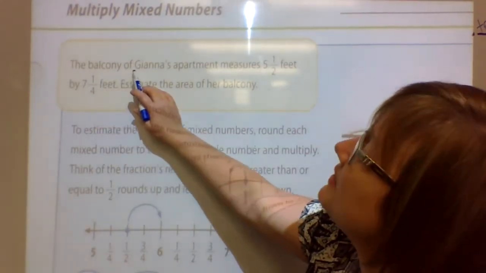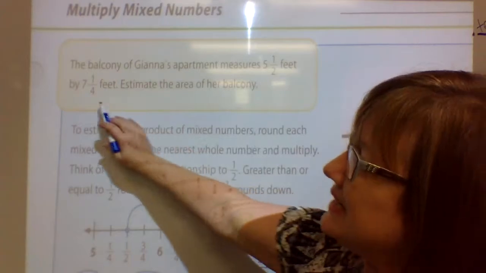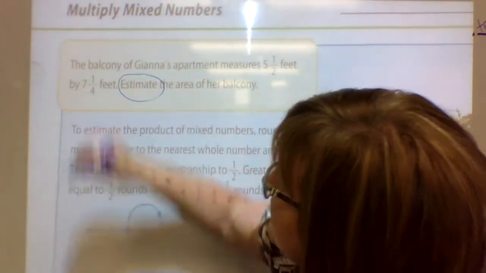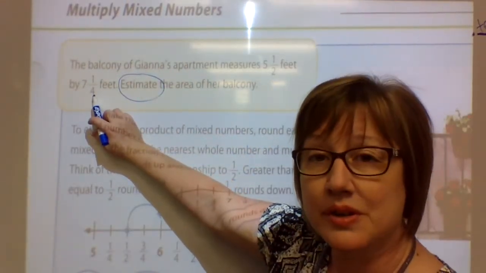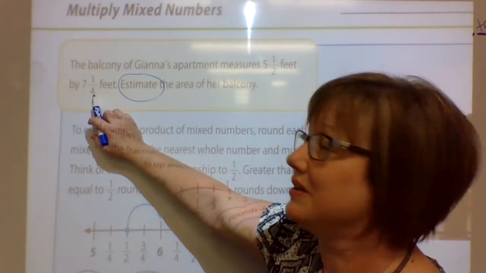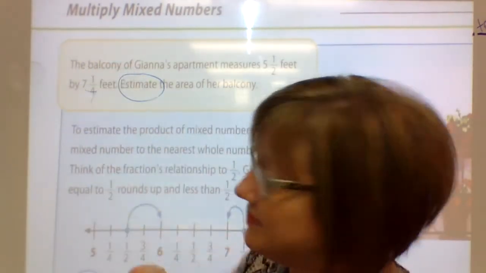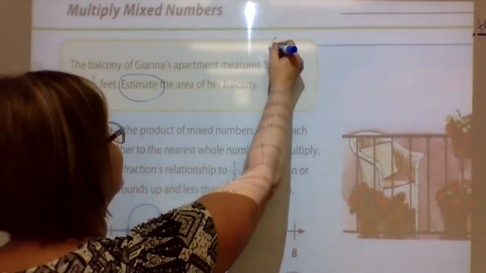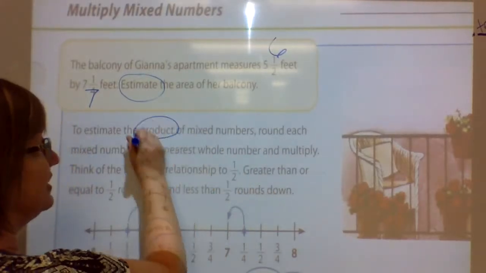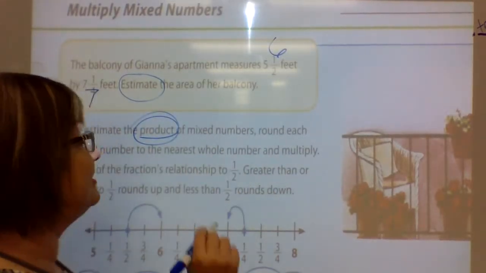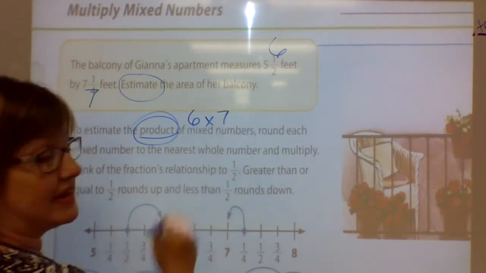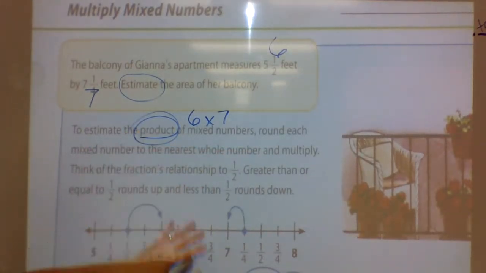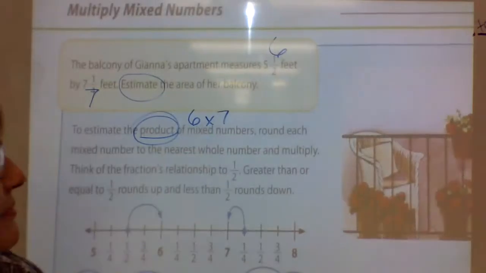So listen to this. It says the balcony of Gianna's apartment measures 5.5 feet by 7.25 feet. Estimate the area of her balcony. Okay, estimate. Remember, we like that. So 1/4, is that larger or smaller than a half? That is smaller. So we're going to round that one off down to 7. Okay, and 5.5, the half makes us bump that up to 6. So it would be 6, the product. That's multiply, right? Right, Demetrius? I heard you say it. 6 times 7. Okay? The estimate of the product of mixed numbers, round each mixed number to the nearest whole number and multiply. So it should be 6 times 7 would be 42.